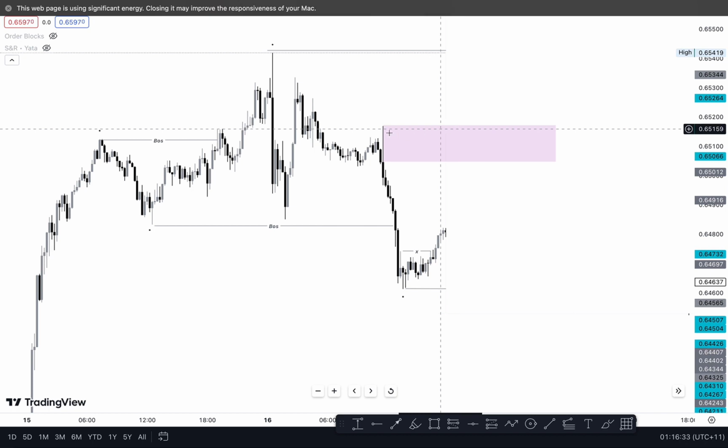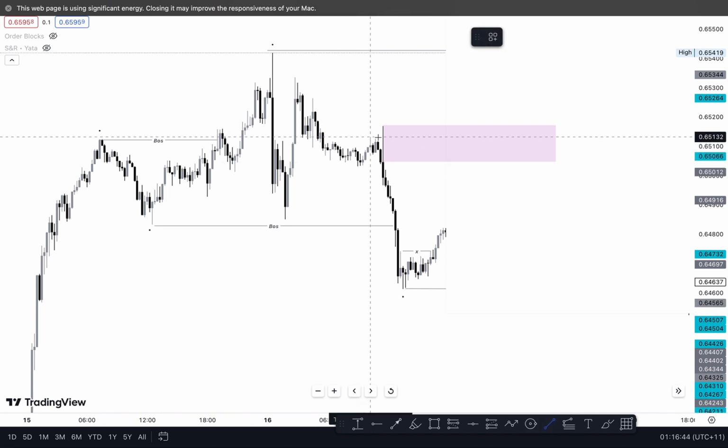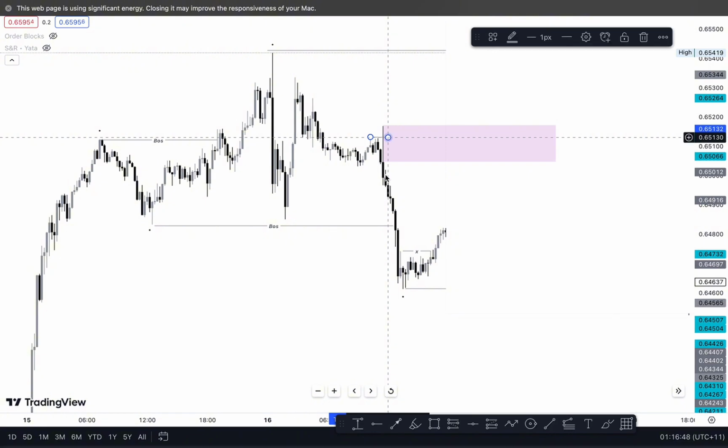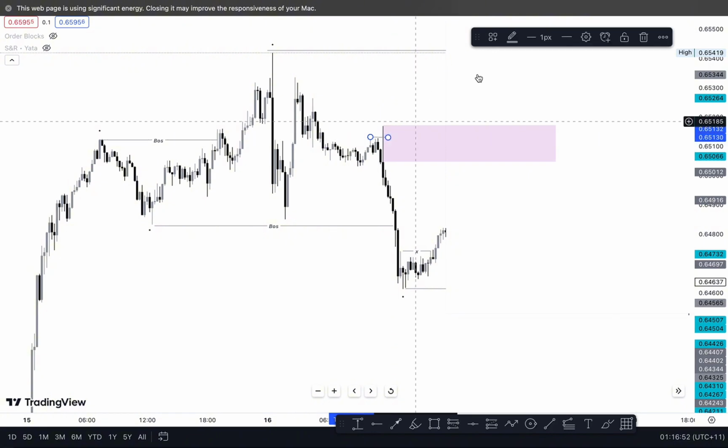And if you look here, this other block took liquidity here like this. It swept the previous candlestick high. Liquidity is available here. So what are we going to do? We are going to mark this entire block. So let's see what happens after that.